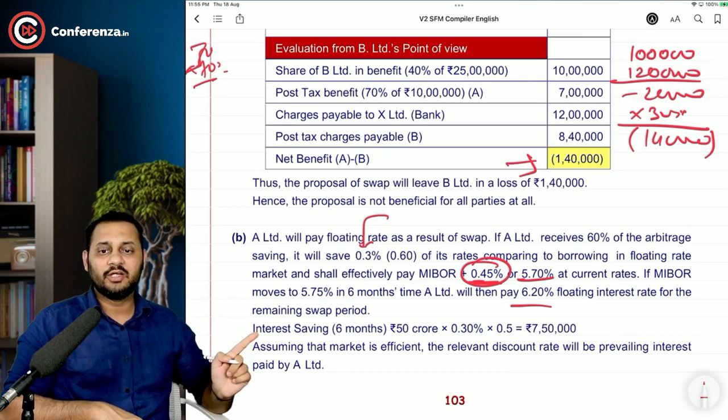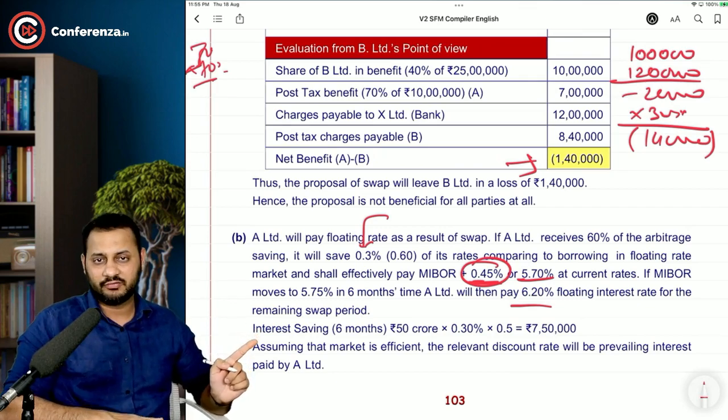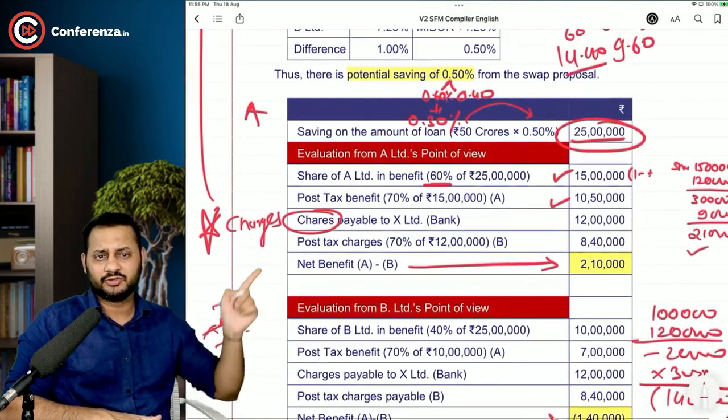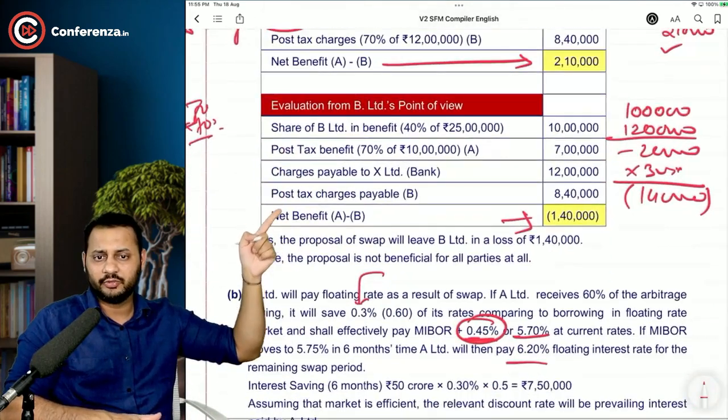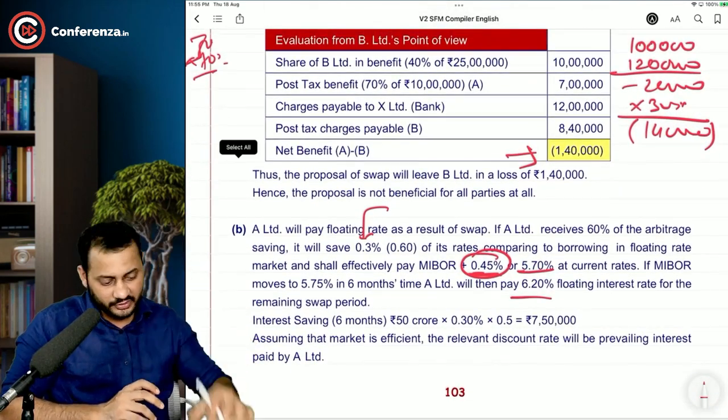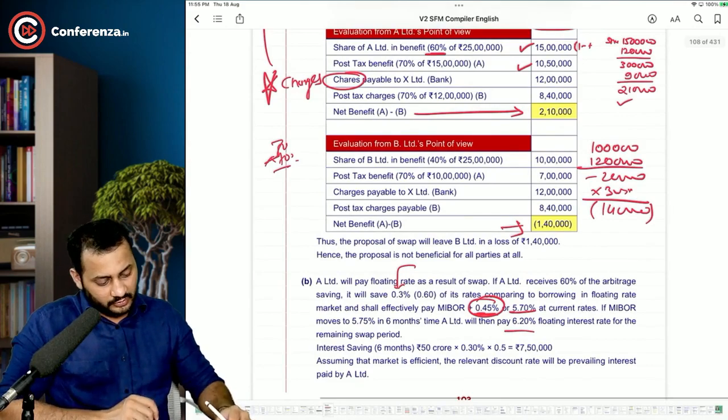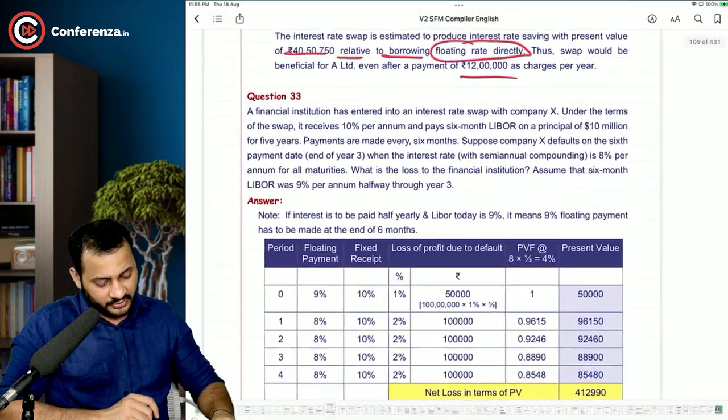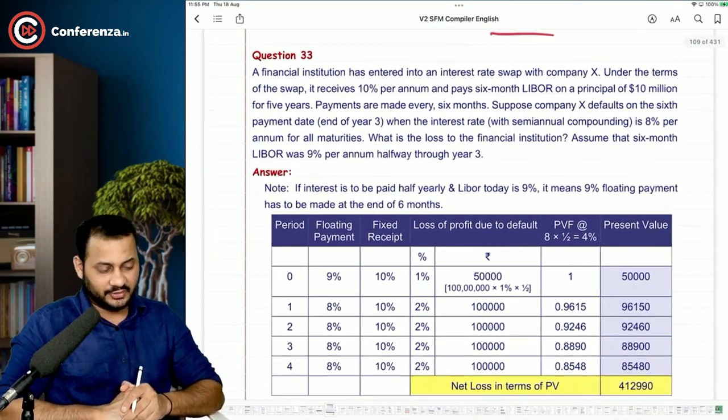After that, they again calculated interest savings of 7,50,000. Instead of all this calculation, they should straight away take 15 lakh and divide by 2. And then the rest of the calculations have been explained. Good, sir. Good. Question number 33 is going to be the next question now.